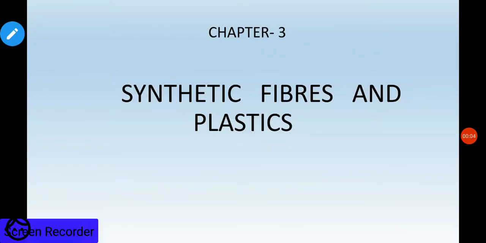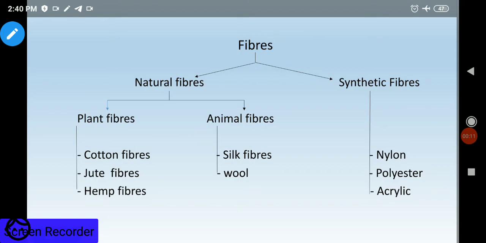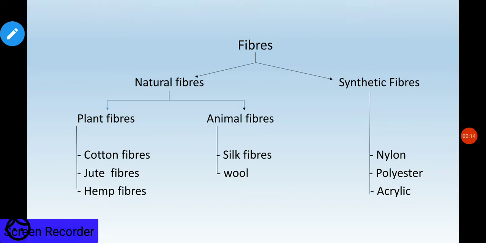Today we are going to start Chapter 3, Synthetic Fibers and Plastics. Fibers. As you have studied in class 6 also, fibers are of two types: natural fibers and synthetic fibers. Natural fibers are those which are prepared from the things naturally present in nature. They are again divided into two groups: plant fibers and animal fibers.